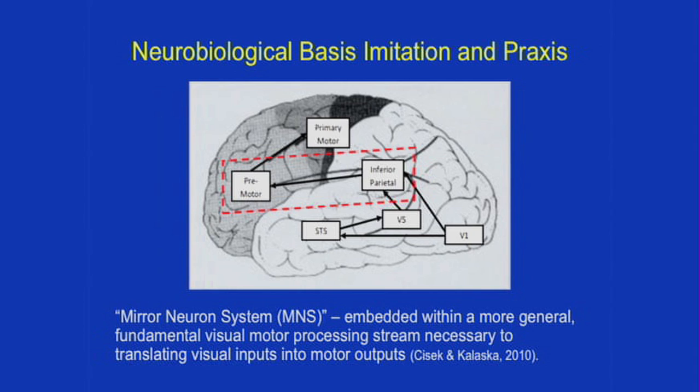So this has been emphasized in imitation work and is now often referred to as the mirror neuron system. However, this is a system that was discussed long before these notions of mirror neurons. It is understood that this mirror neuron system is really embedded within a more general fundamental visual motor processing stream necessary for translating visual input into motor outputs. In particular, this very system, these connections between the inferior parietal and premotor systems, has been emphasized for decades in the study of praxis.